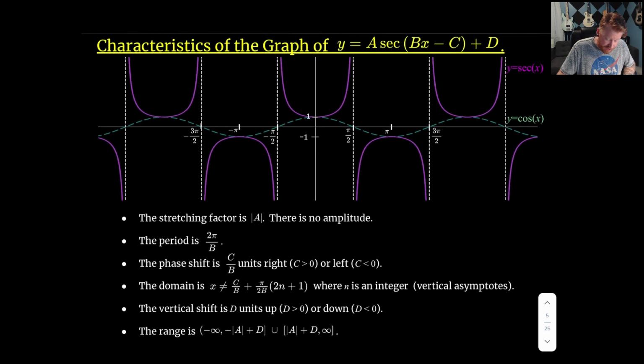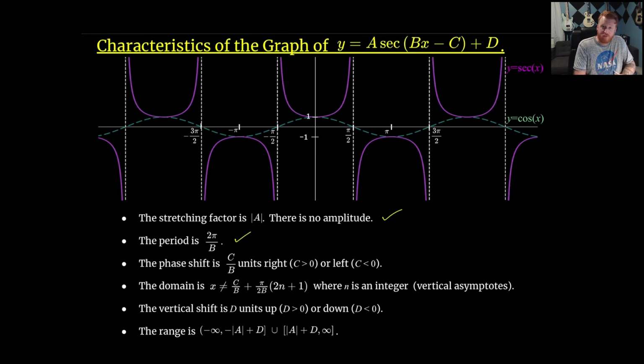So we'll take a look at the characteristics here. Everything is exactly the same as what we saw before, except where the domain is, because our vertical asymptotes have been shifted over by pi over 2. But the stretching factor is still the absolute value of a. Here we're looking at the full secant function here with all of the transformations applied. But the stretching factor is still absolute value of a. There is no amplitude. The period is still 2 pi over b.